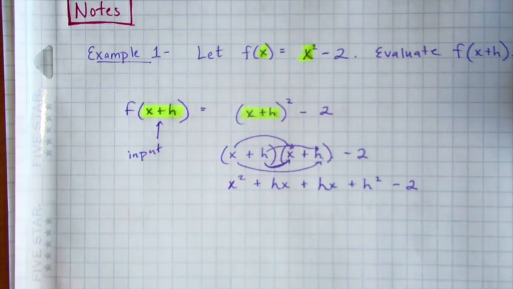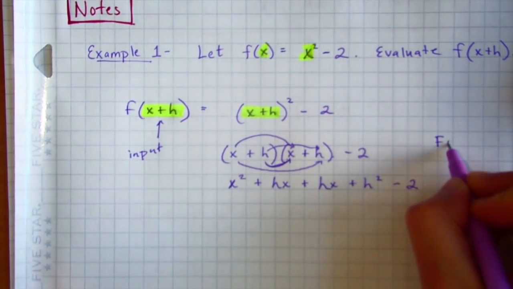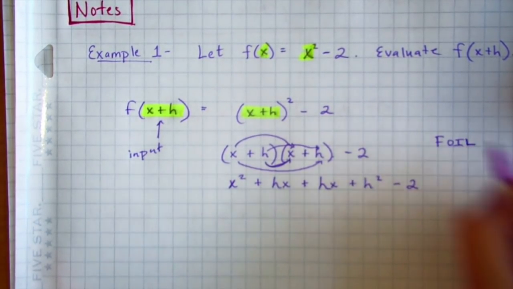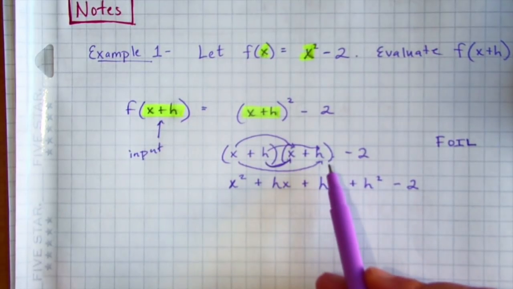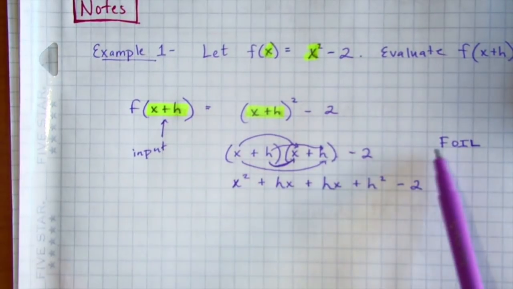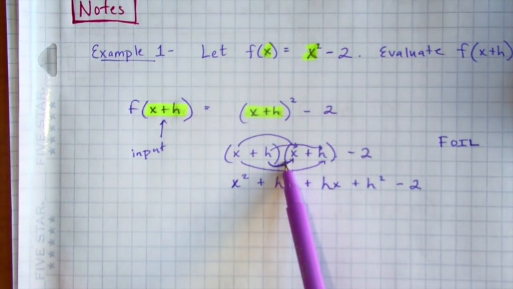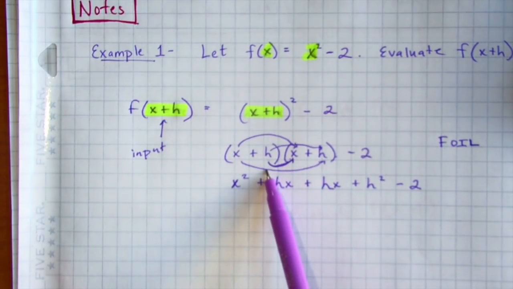Okay, so if this step did not make any sense to you, this is called foiling or distributing out an expression. If this doesn't make any sense to you, I encourage you to actually pause this video and search for another video that will walk you through the basics of foiling or distributing, because this is going to be an important skill for class today.